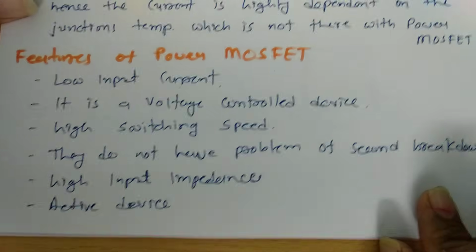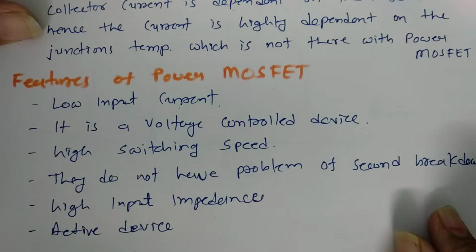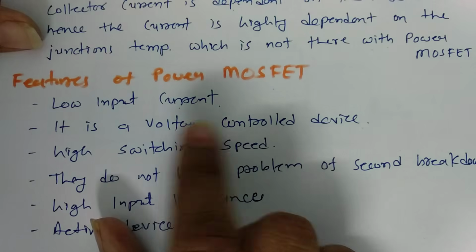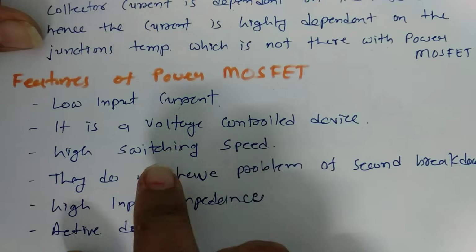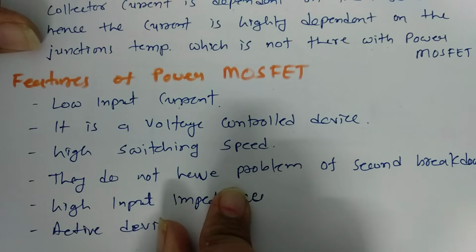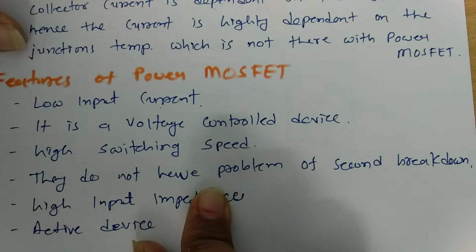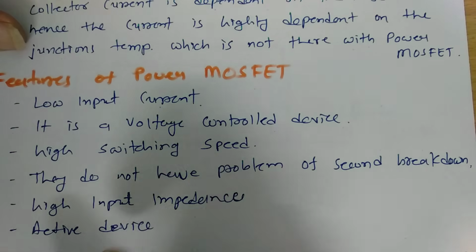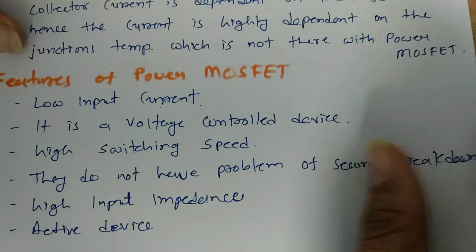When we talk about features of power MOSFET, it has low input current, it is a voltage control device, it has high switching speed, it does not have problems like second breakdown, it has very high input impedance, and it is an active device. So these are the basic features of power MOSFET.